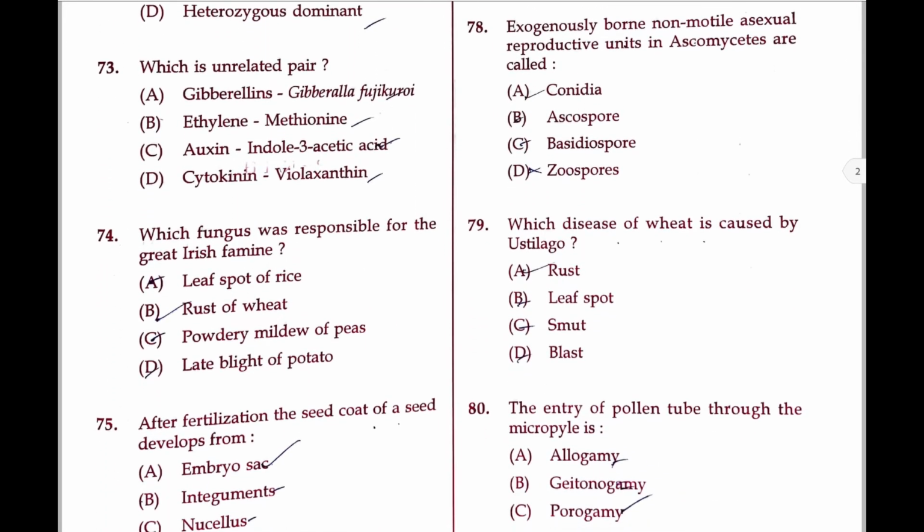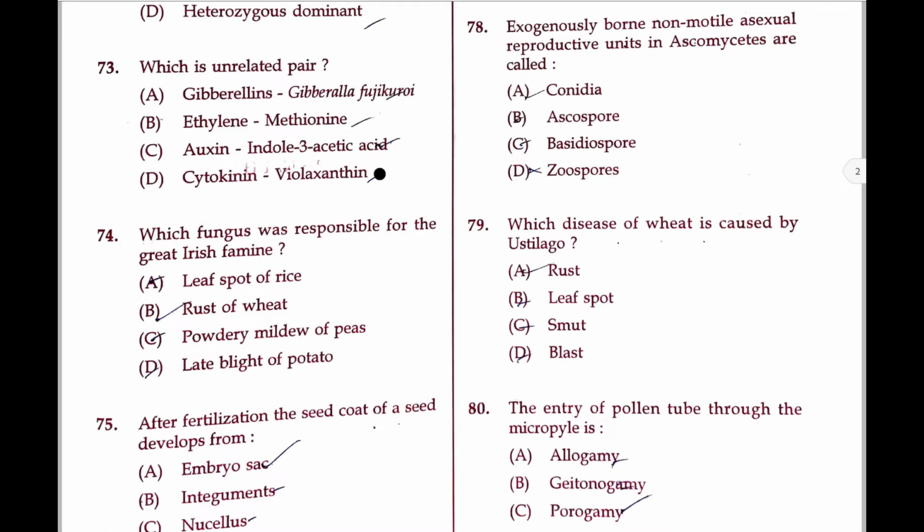Then, which is the unrelated pair? Here there can be a confusion between option B and option D, but let me tell you, ethylene and methionine are also a related pair, because in ethylene biosynthesis, methionine plays an important role. That's why cytokinin and violaxanthin can be the answer.